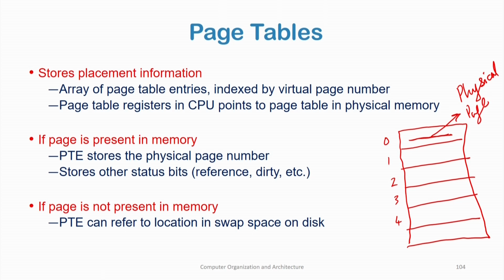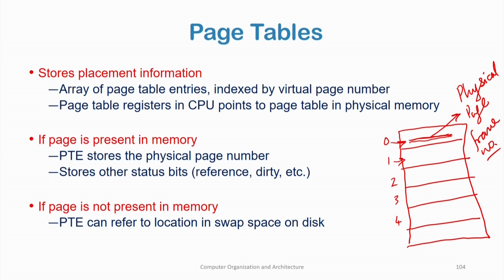Physical page frame number. Okay. So, page tables store the placement information. It is an array of page table entries, indexed by virtual page number. So, the index is the virtual page number, and it contains what? The physical page number.